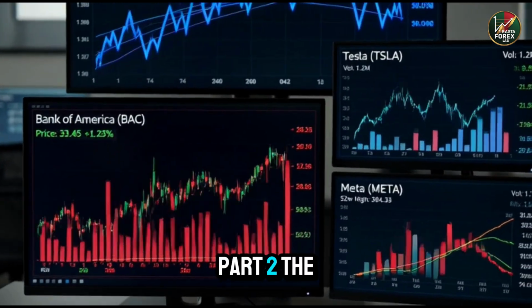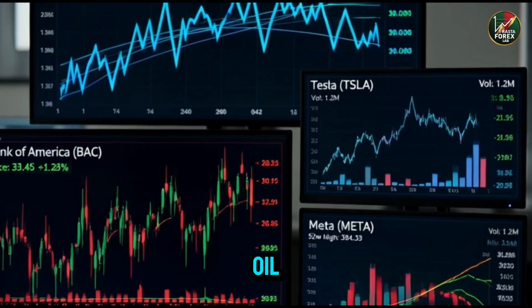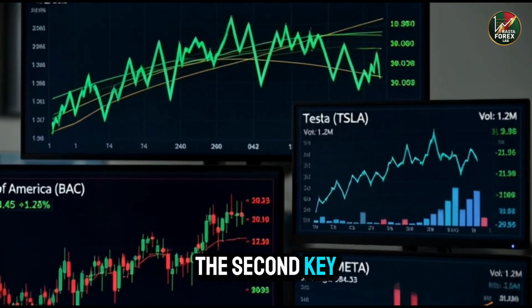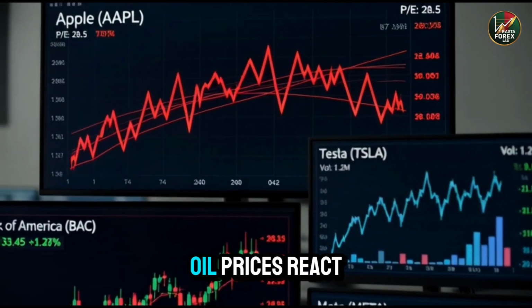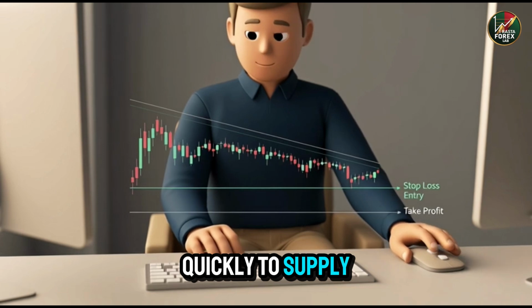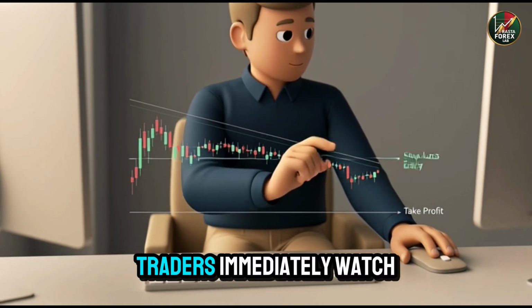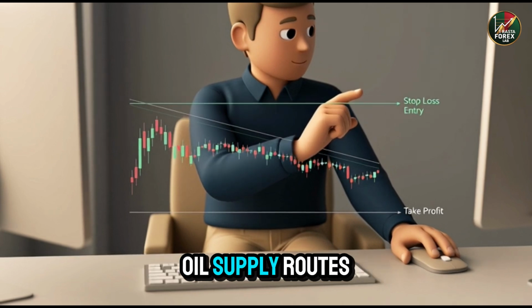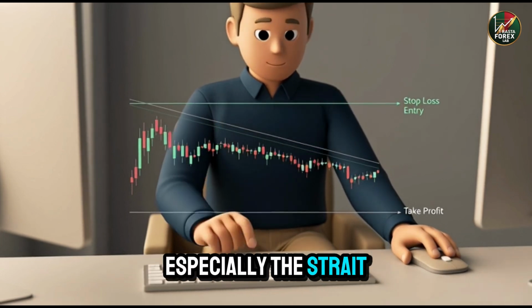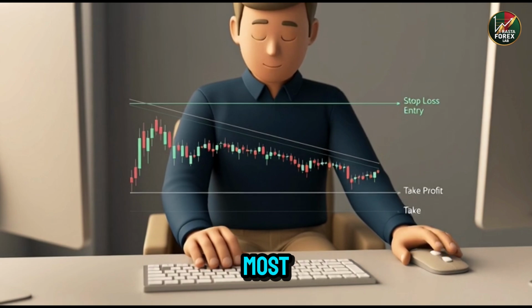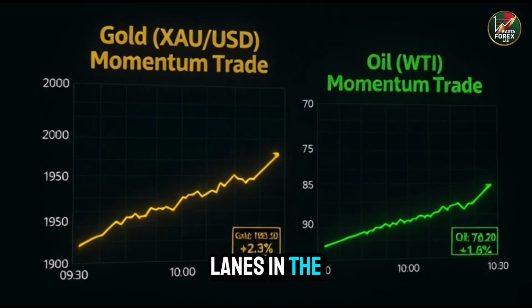Part 2. The supply shock trade, oil. The second key market is oil. Oil prices react quickly to supply disruptions, and when conflict happens in the Middle East, traders immediately watch oil supply routes, especially the Strait of Hormuz, one of the most important oil shipping lanes in the world.